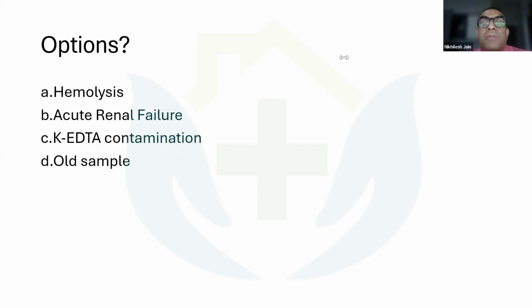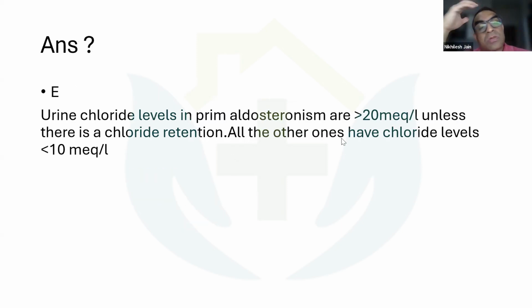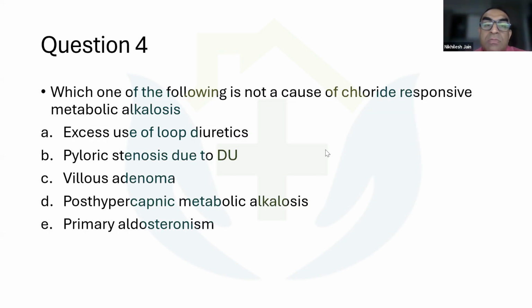So the answer is indeed potassium EDTA contamination here. This seems simple. Which one of the following is not a cause of chloride responsive metabolic alkalosis? Correct. Venus has got it correct. So the answer is E, because the urine chloride levels in primary aldosteronism are more than 20 milliequivalent per liter, unless there is an actual chloride retention happening at some other physiological level. All the other causes, if you look at it carefully, and I'll go back to them, they have all got chloride levels which are less than that.